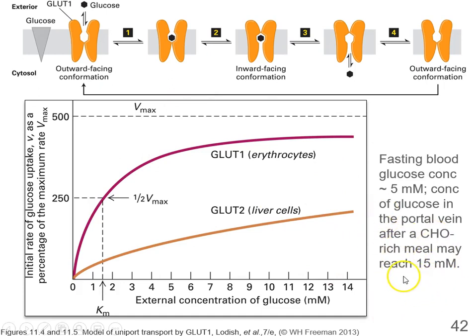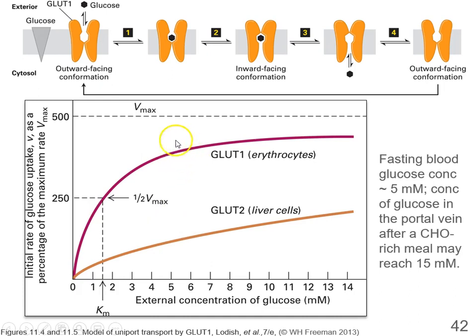So in the portal vein, glucose concentration might be as high as 15 millimolar. So if you see over here, at 15 millimolar, the GLUT2 transporters will bind and transport the glucose. This diagram here is meant to show us what's happening, so that would be the fed state. But in the fasting state, fasting blood glucose concentration is 5 millimolar. So if we look at this graph at 5 millimolar, we can see that the GLUT1 transporter in red blood cells is transporting a whole lot more glucose than the liver.